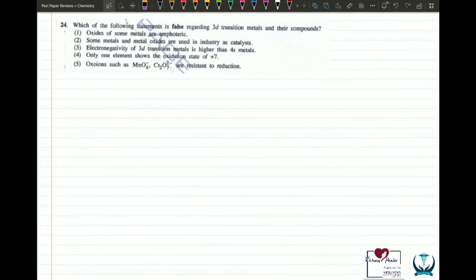24. Which of the following statements is false regarding 3d transition metals and their compounds? 1. Oxides of some metals are amphoteric. This is true. For example, manganese has basic, acidic as well as amphoteric oxides. Some metals and metal oxides are used in industry as catalysts. True. Example, iron oxide, MnO2. Third one, electronegativity of 3d transition metals is higher than 4s metals. This is also true.